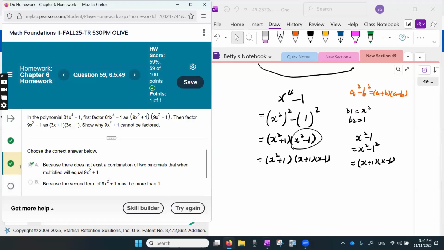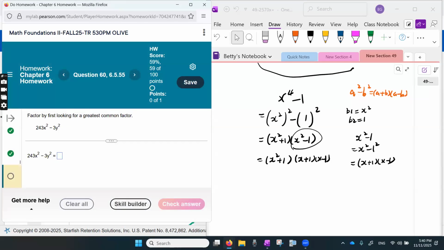And this problem, because there does not exist a combination of two binomials that we multiply that will equal 9x squared plus 1, in the polynomial 81x to the power 4 minus 1, that explains why 9x squared plus 1 is not factorable. Okay, this is a good explanation.